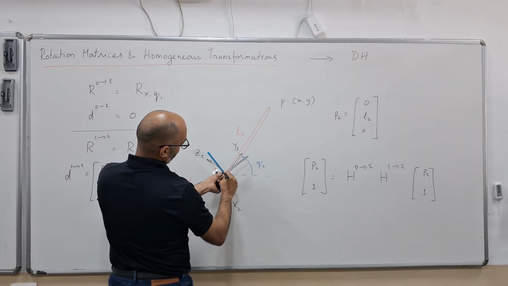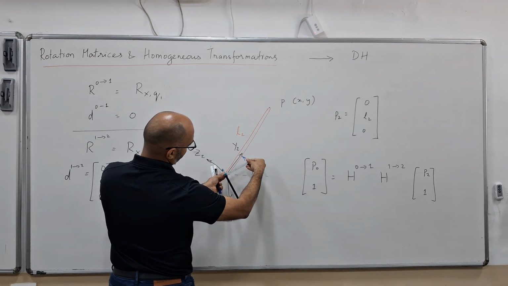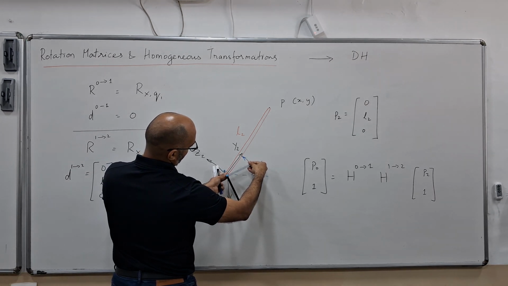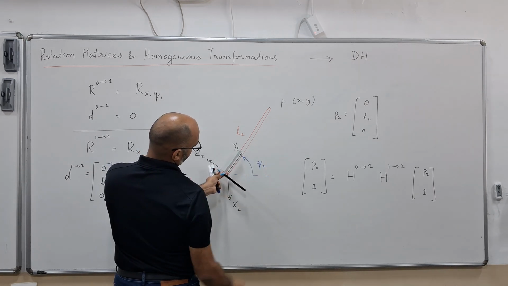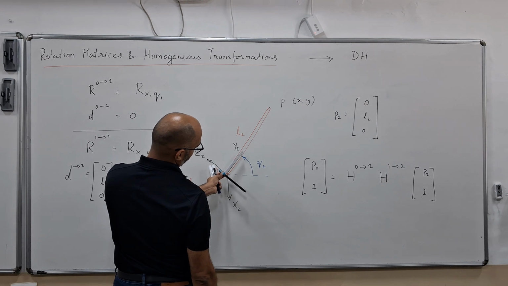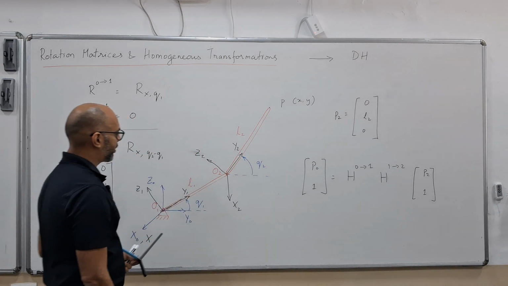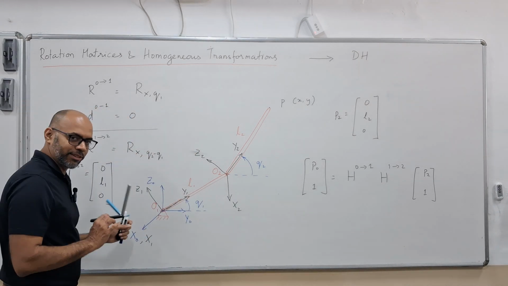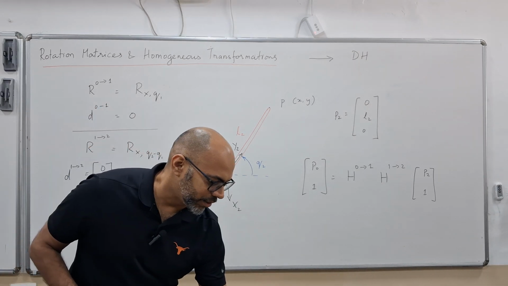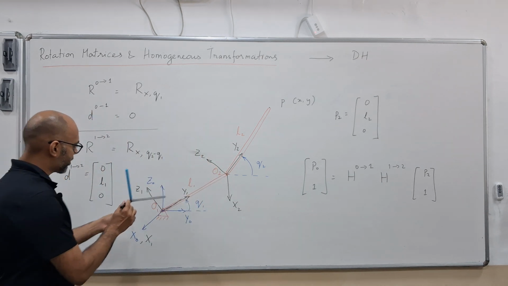then rotation about that y, and then another rotation to align the y with the link length, right? Did you catch that? So I'm going slow here. So let's take a second again to do this.